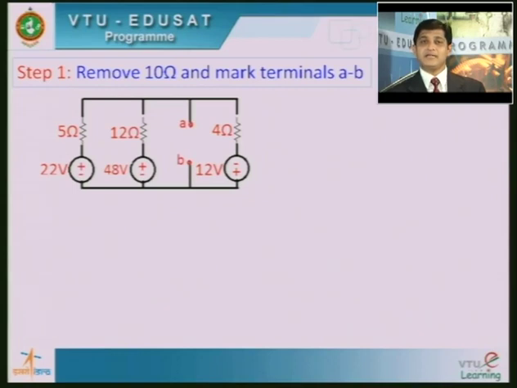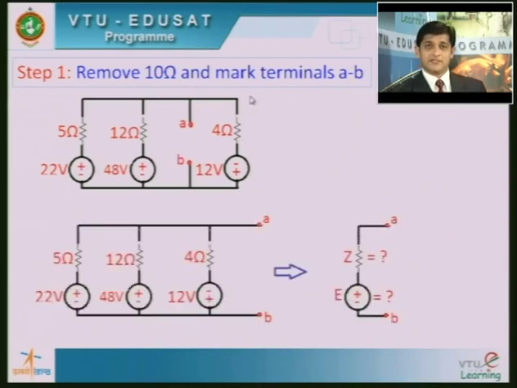We now need to obtain one EMF and one equivalent resistor across these two terminals. Okay, and these two terminals can be brought here. Fine, so that is what we do here. Now you can see these terminals here.